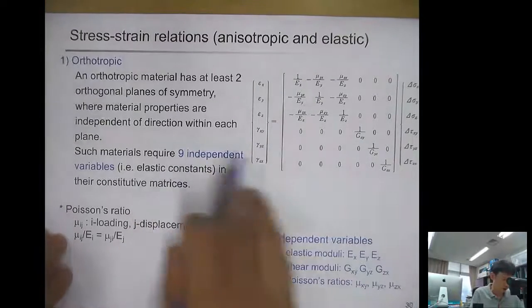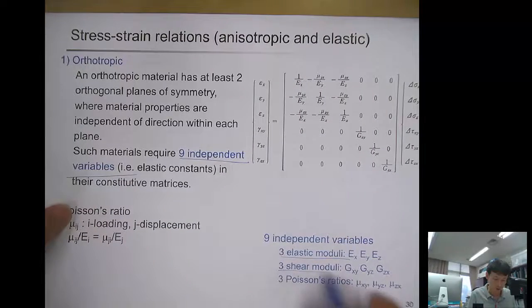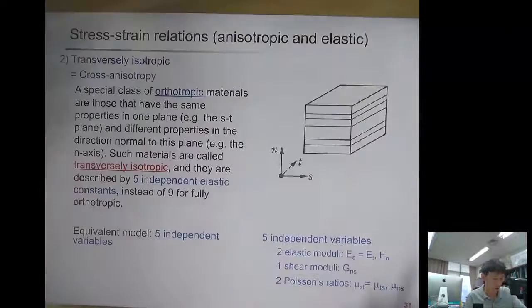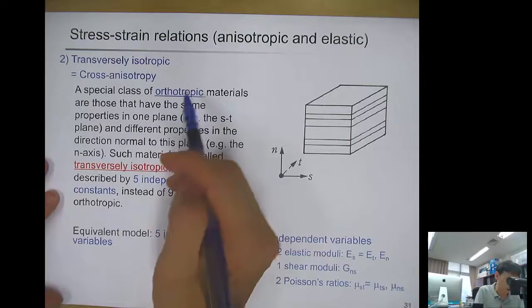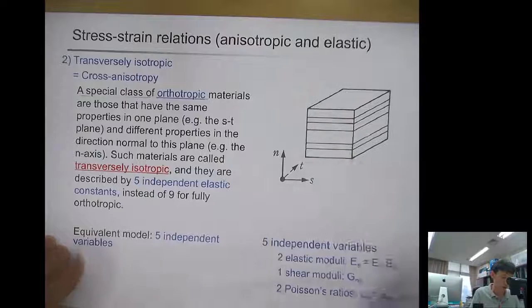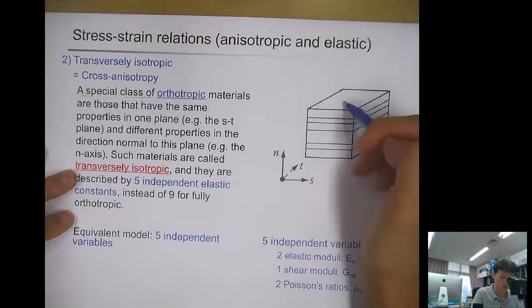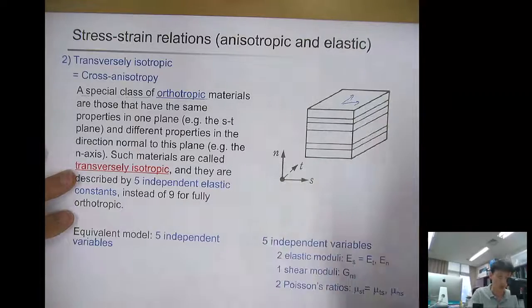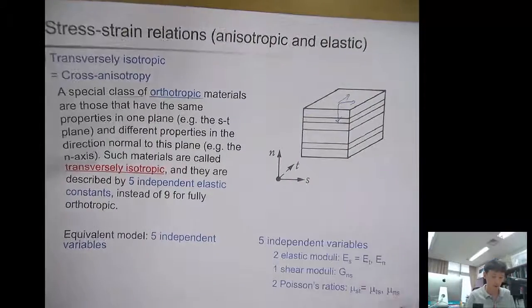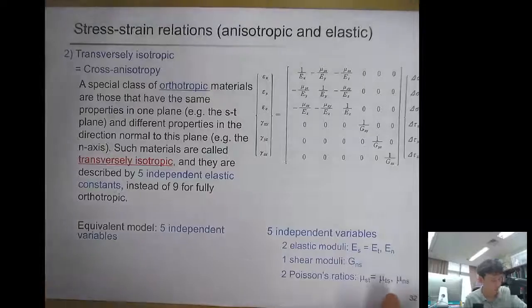And so it requires 9 independent variables: 3 elastic moduli, 3 shear moduli, and 3 Poisson's ratios. And cross anisotropy is a special class of the orthotropic material. Just like I said before, in this direction one plane is isotropic, but in the z direction it is anisotropic. So then now you need fewer variables.